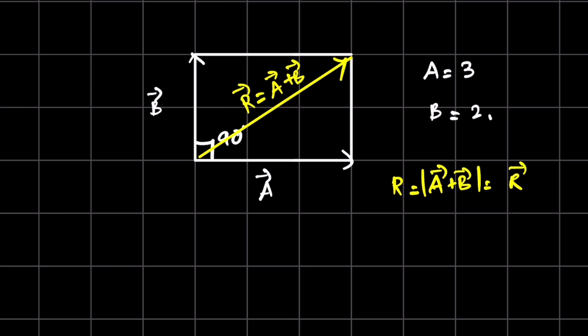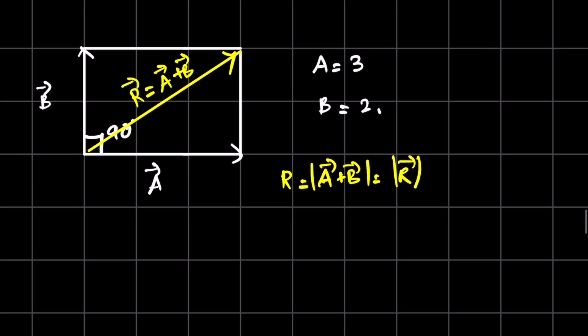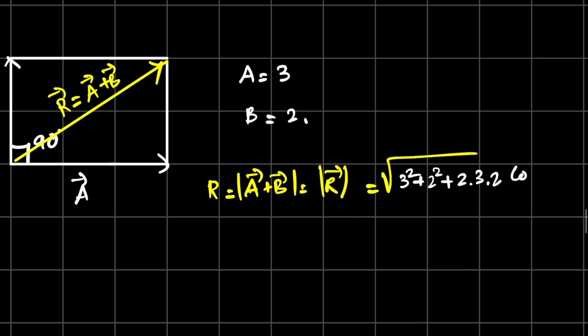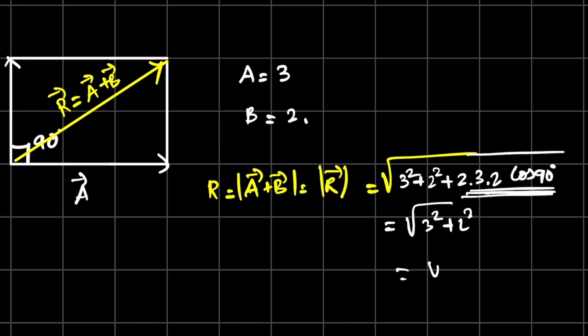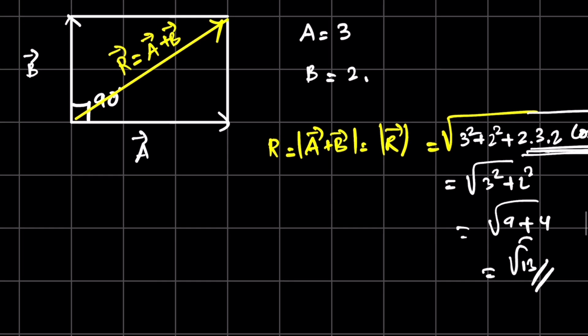So that you'll get used to this, R is the root over a square plus b square plus twice ab cos 90, because the angle between them is 90 degrees. Cos 90 degrees is 0, so we get root over 3 square plus 2 square, root over 9 plus 4. This becomes root over 13, and that will be your answer.